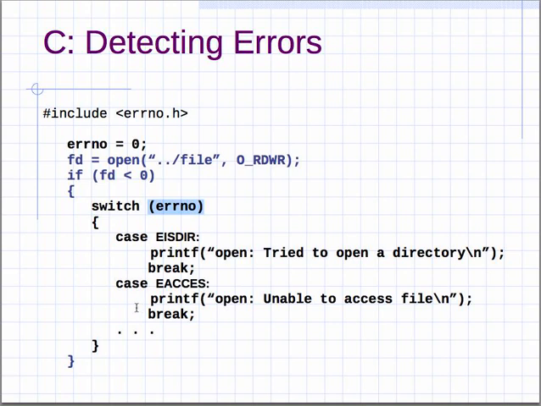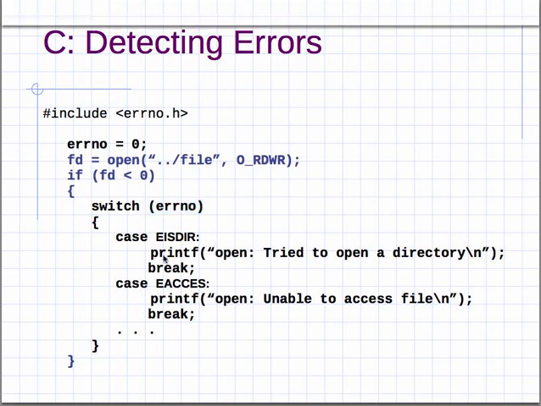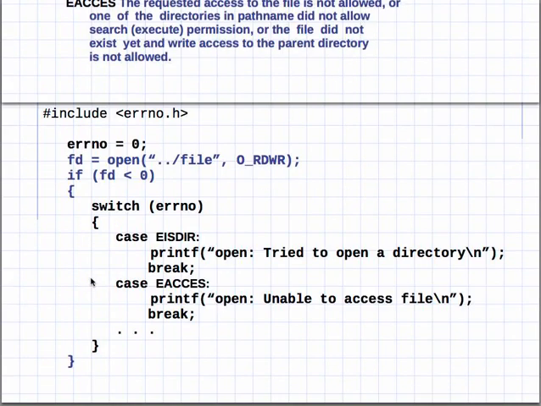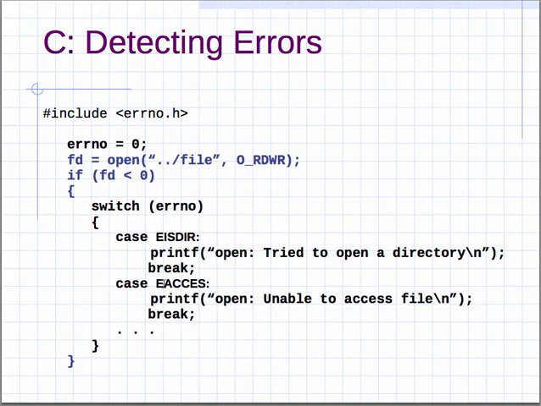So what kind of things do you check in your case statements? You'd have to check the man page. For example, for the open function, there's a whole bunch. I think there's more than this, but there's at least these 3. And you put those 3 at least, or maybe more or fewer, in the case statements. And you can put in a more detailed message that you can print out.